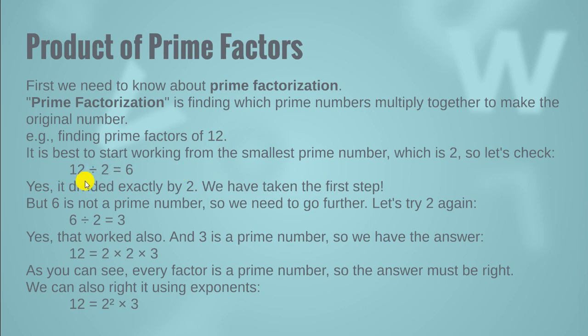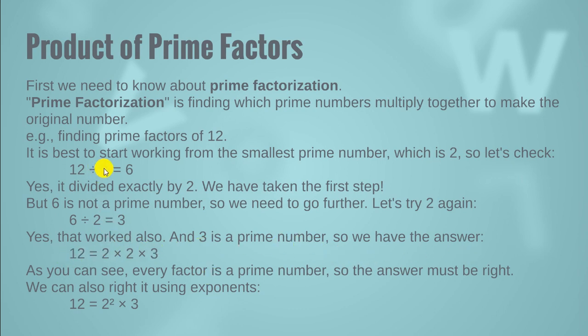So let's check. 12 divided by 2 gives us 6. Yes, it divided exactly by 2. We have taken the first step. But 6 is not a prime number, so we need to go further. Let's try 2 again. 6 divided by 2 is equal to 3. Here you can see that 3 is a prime number. So yes, that worked also, and 3 is a prime number, so we have the answer.